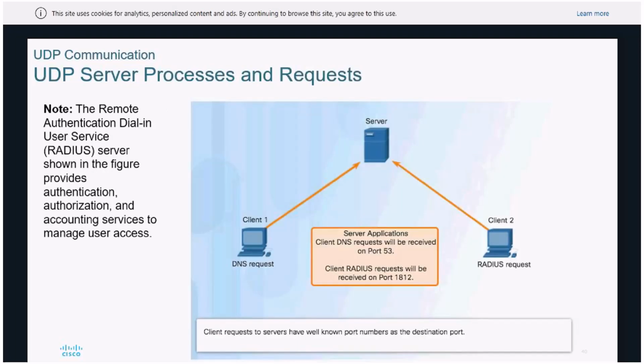Okay, some examples. This is an example of a request: Remote Authentication Dial-In User Service server. This provides what we call AAA services. AAA stands for authentication, authorization, and accounting to manage user access. So it's just saying here that this server is able to receive requests from client 1 and client 2 on port 53 for DNS and port 1812 for RADIUS requests. It's like a remote dial-in thing here, that can connect you into the network.